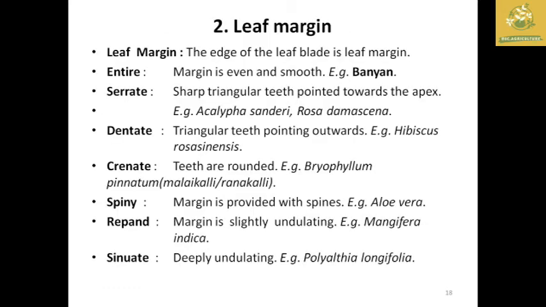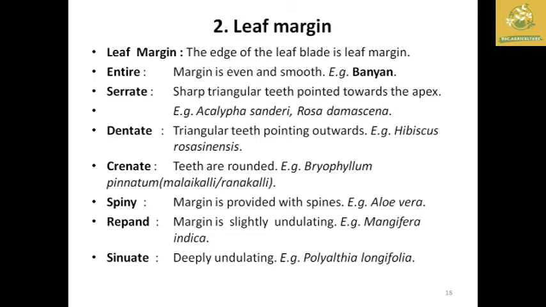And next we can move to leaf margins. After seeing about the structures of leaves, now we are going to the leaf margin. The edge of the leaf blade is known as the leaf margin, and it has different types. They are entire, serrate, dentate, crenate, spiny, repand, and so on.